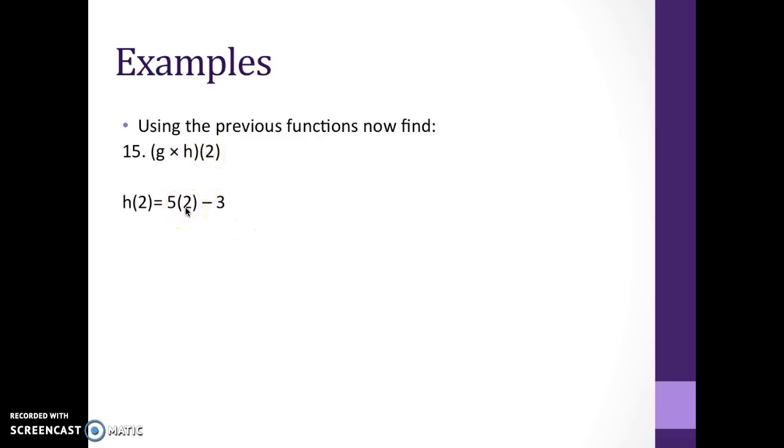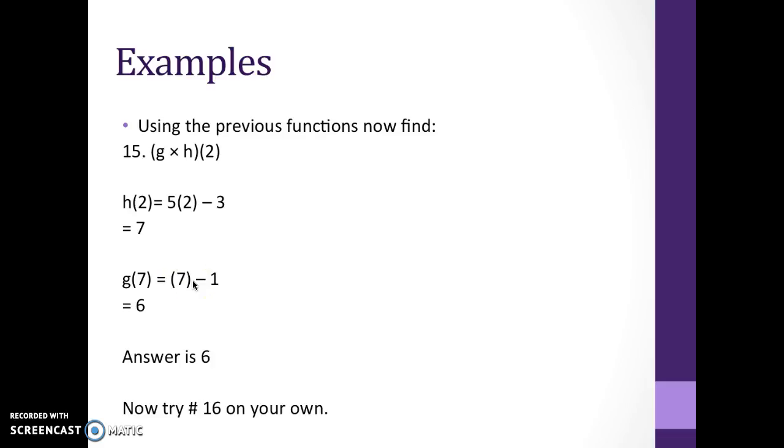Remember our h function was set up like 5x minus 3. So 5 times our x value, which is 2, minus 3. So 5 times 2 equals 10, minus 3 equals 7. Now we plug that 7 into our g function. If you remember, g is x minus 1. So we plug in our 7 for x, and we have 7 minus 1, which equals 6. So our solution is 6.